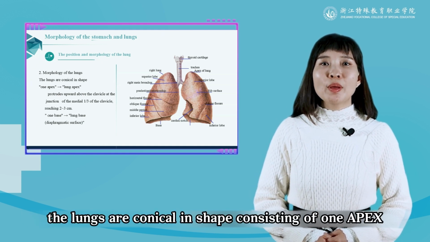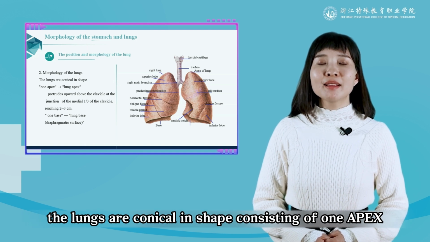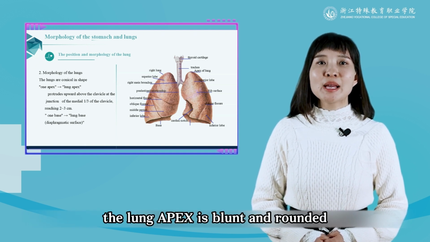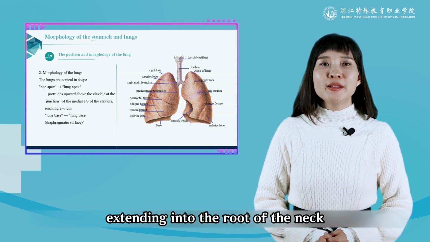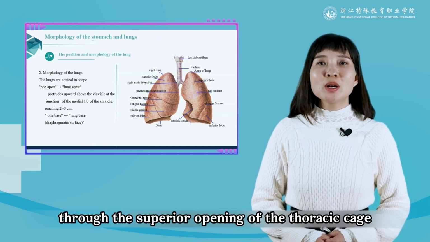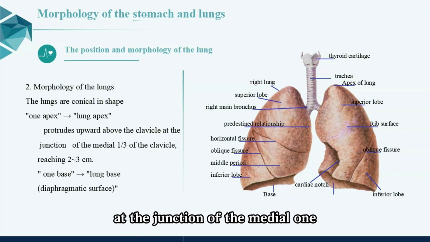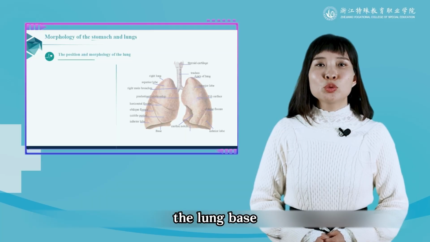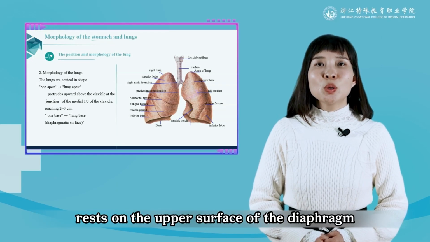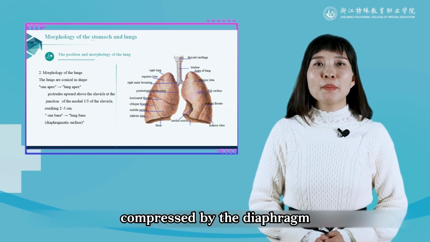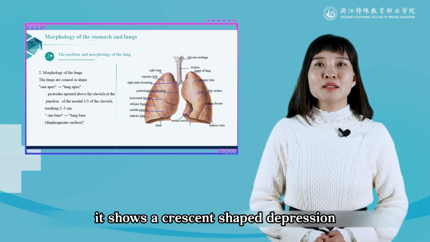2. Morphology of the lungs. The lungs are conical in shape, consisting of 1 apex, 1 base. The lung apex is blunt and rounded, extending into the root of the neck through the superior opening of the thoracic cage, and protrudes upward above the clavicle at the junction of the medial 1/3 of the clavicle, reaching 2.5 centimeters. The lung base rests on the upper surface of the diaphragm. Compressed by the diaphragm, it shows a crescent-shaped depression.